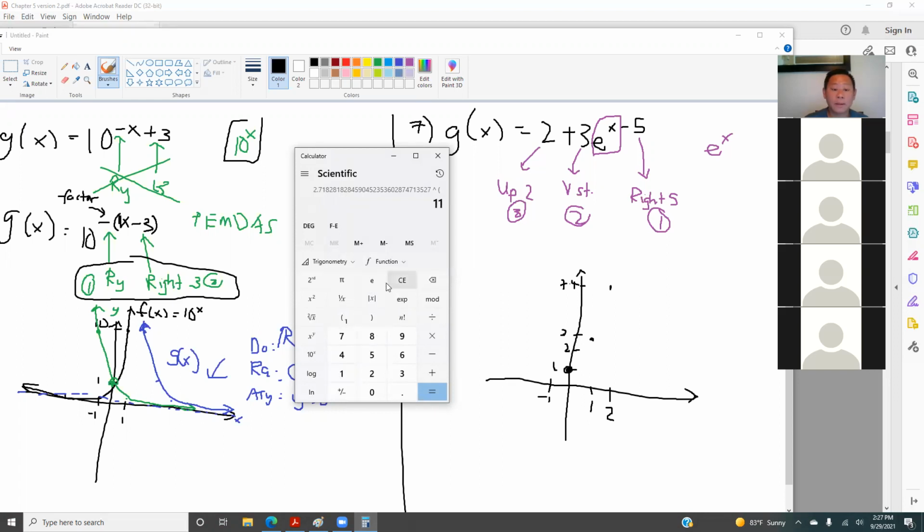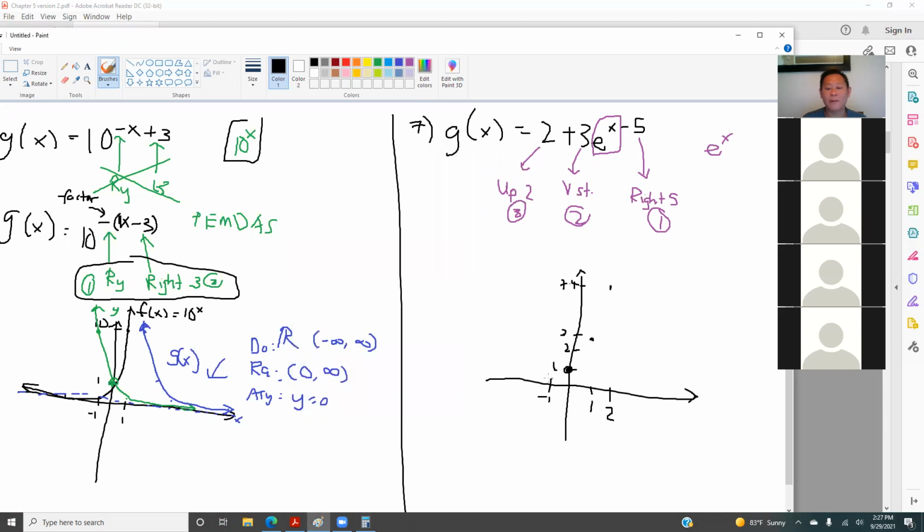Sorry, I hit this one is a little bit special. There you go. It's 0.367, so it's somewhere around here. So this is the basic graph of the e to the x. Okay, so this is the e^x.